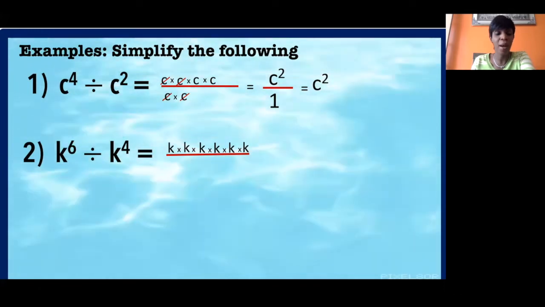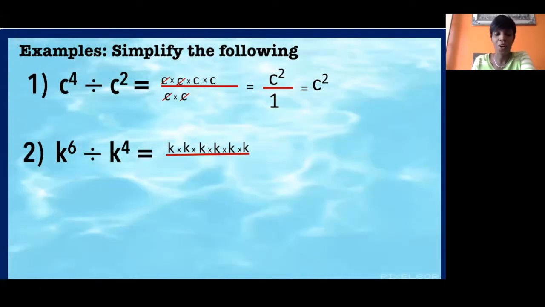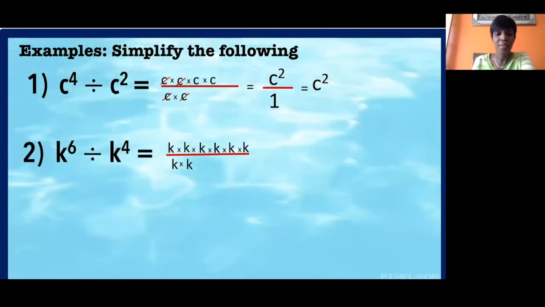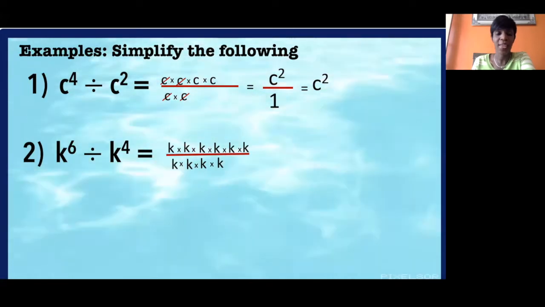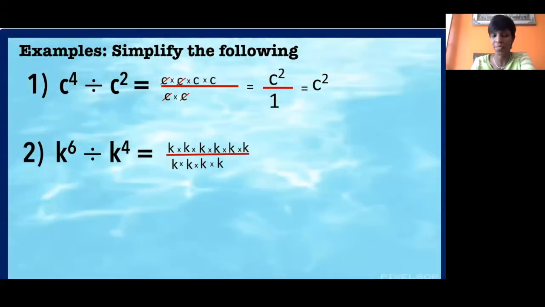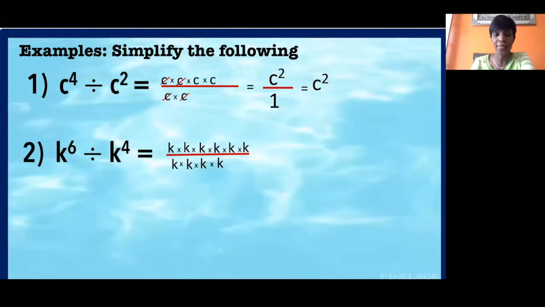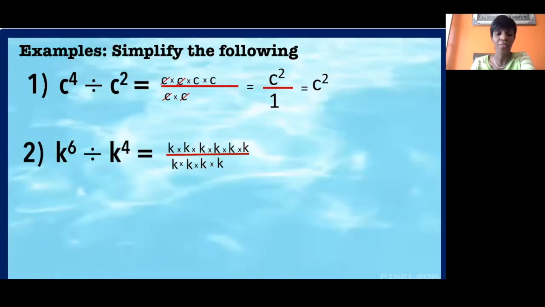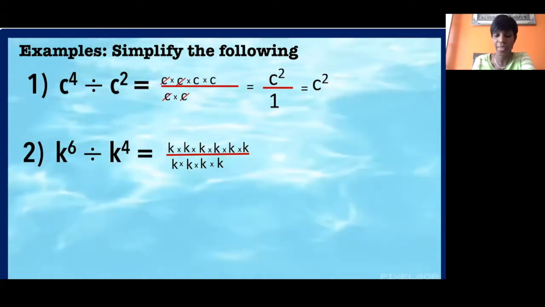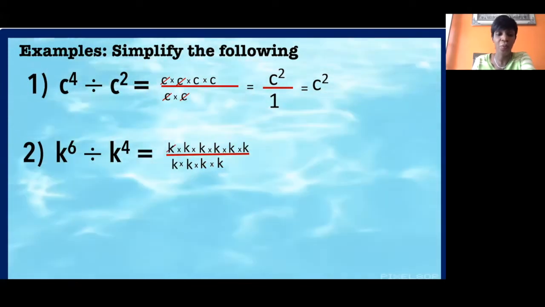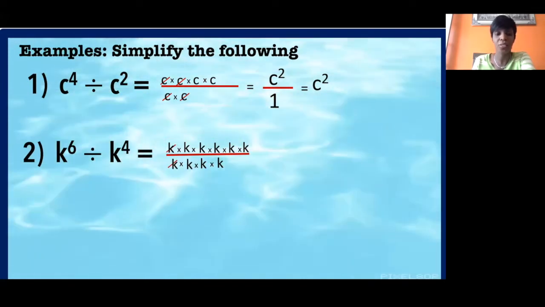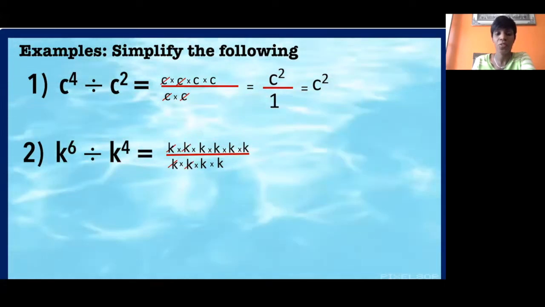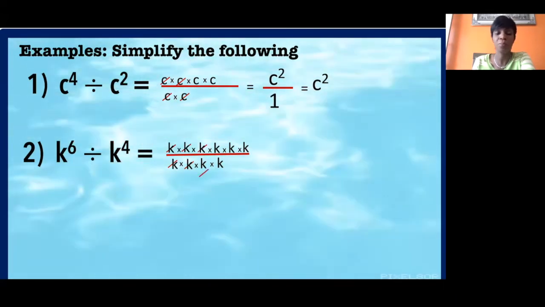Now we're going to go to the bottom. How many K's should we have at the bottom? 4. So let's go to the bottom. 1, 2, 3, 4. Very good, because K to the 4th power tells me I'm multiplying K 4 times. K times K times K times K. Now let us cancel out. The next step is to cancel the like terms. So we have K at the top, so we're going to cancel out K with K at the bottom. We have another one at the top, another at the bottom, another at the top, another at the bottom, top, bottom. And we don't have any more at the bottom, so we know we have to stop.